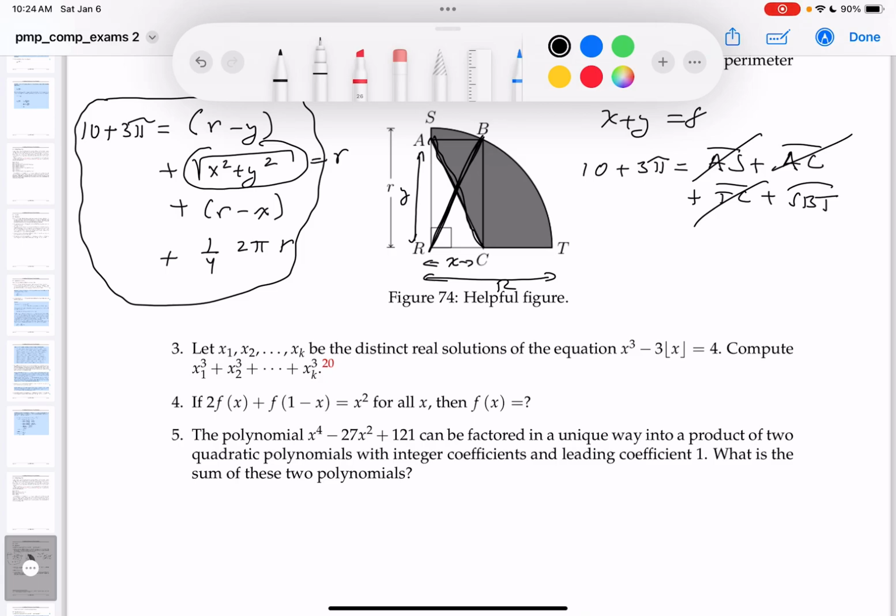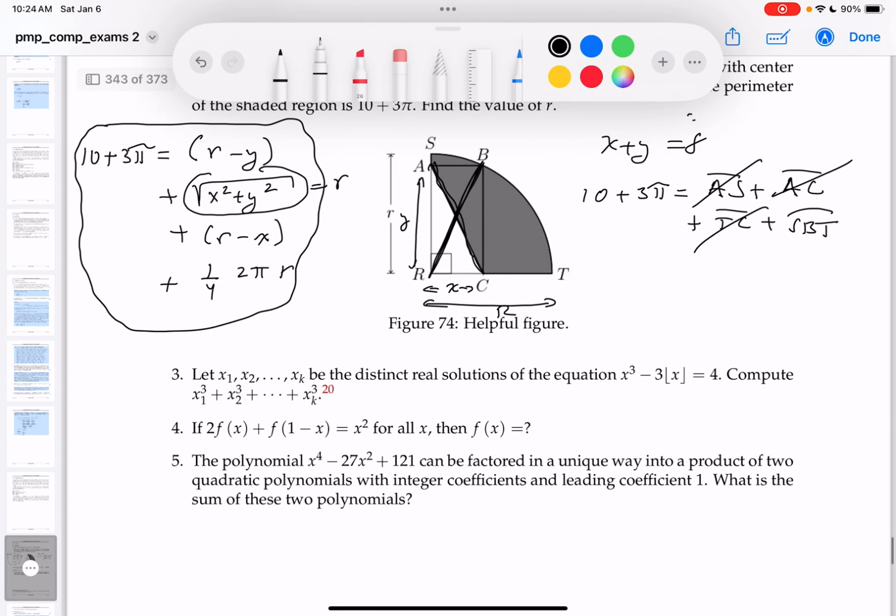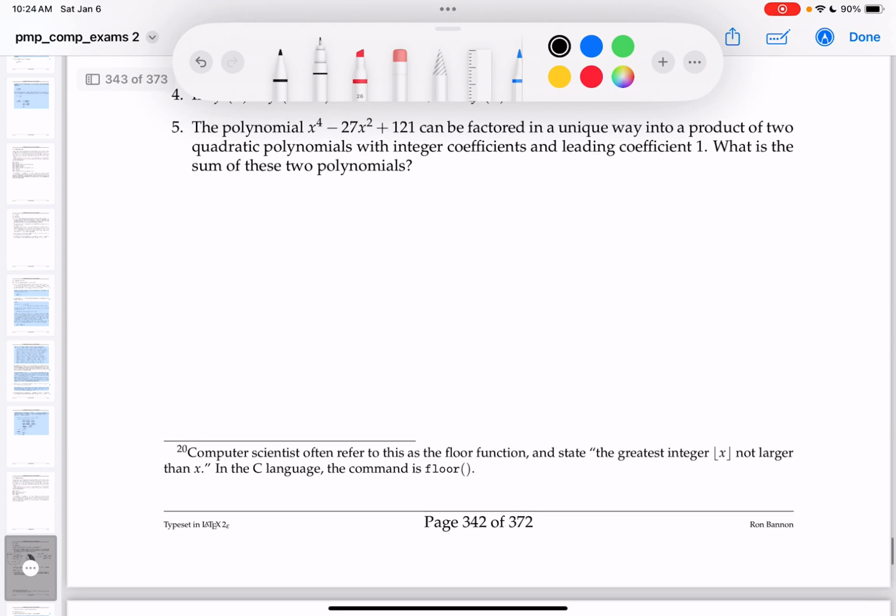Okay, for number three, you're given a sequence of numbers, x1, x2, up to xk, and they say they're distinct real solutions of an equation, x cubed minus 3. And then you might be confused by that symbol over there. It's a floor function. There's a footnote here. It tells you what the floor function is, by the way. All right? Maybe I should read that to you.